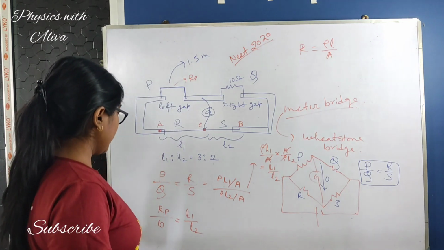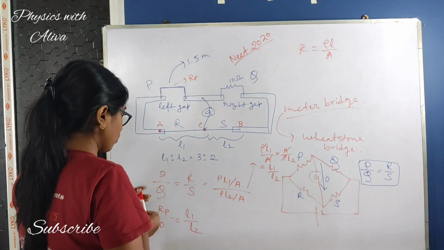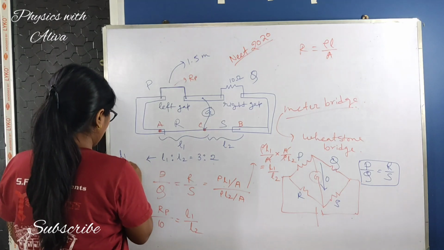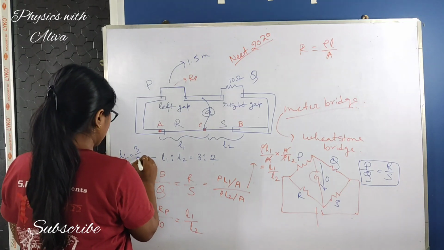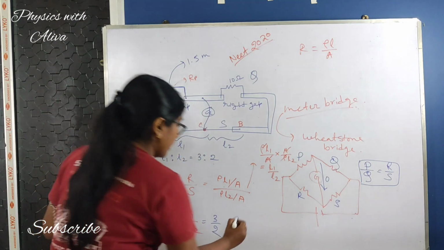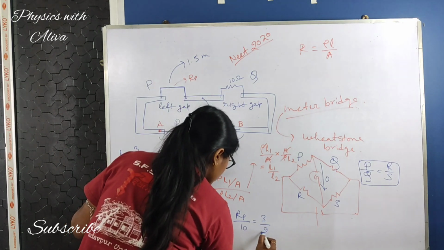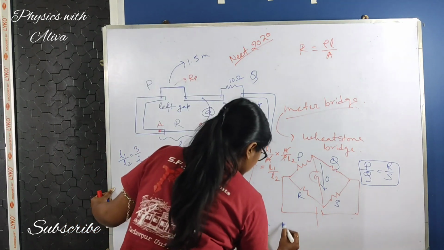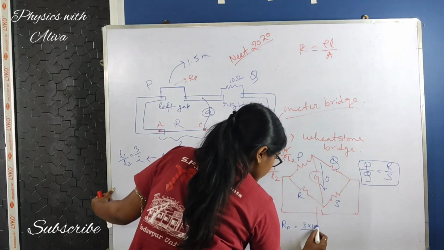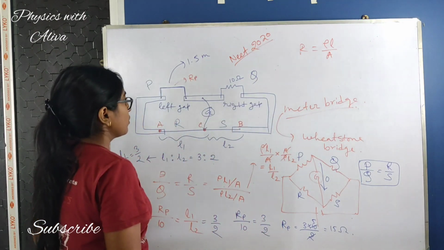Okay. So from here we know the ratio of L1 and L2 is 3:2. So we can write L1 by L2 is equal to 3 by 2. So now we can write RP divided by 10 is equal to 3 by 2. So RP is equal to 3 into 10 by 2. This will give us 15 ohm, right? So RP is equal to 15 ohm.